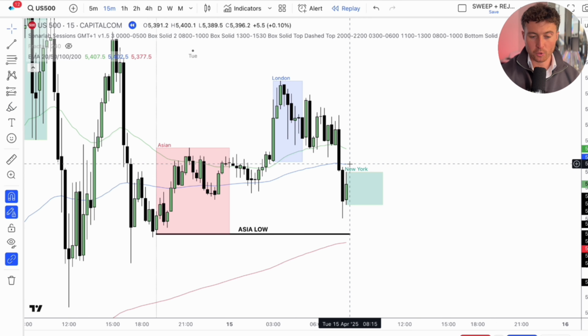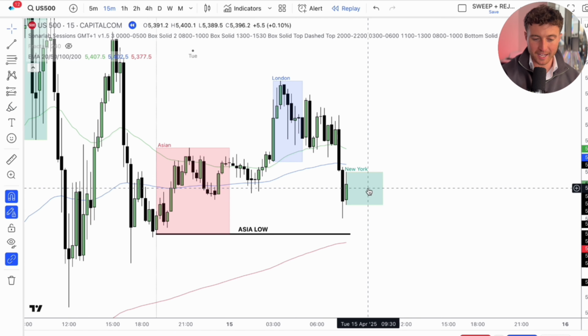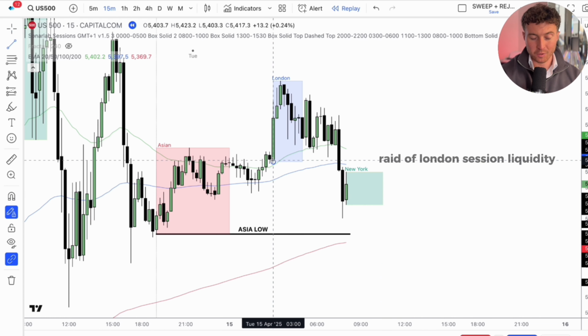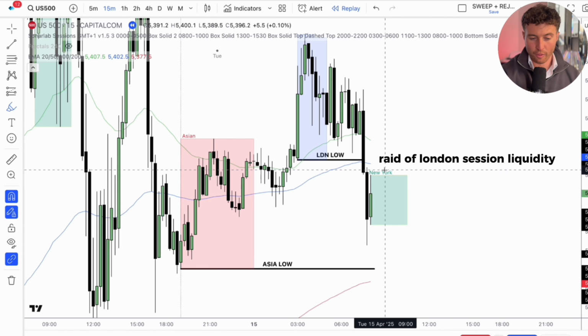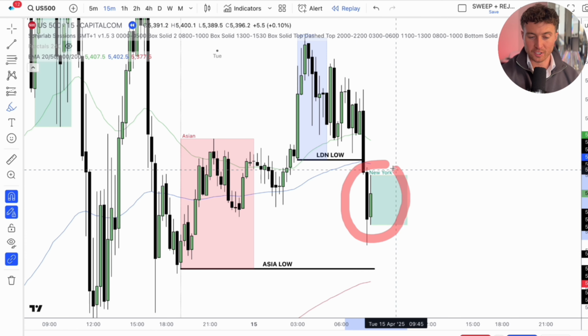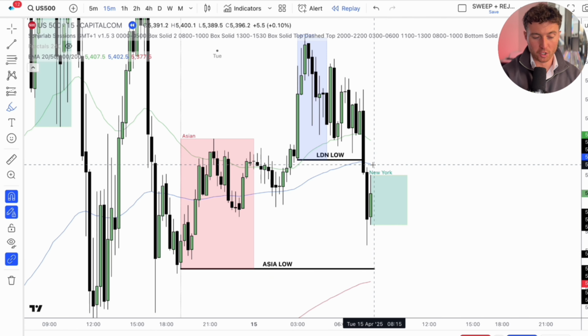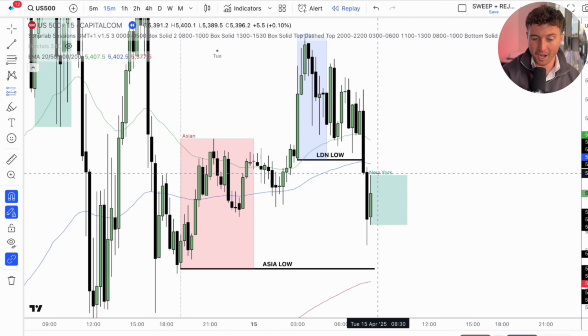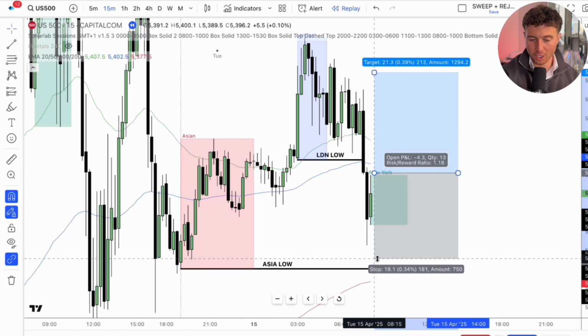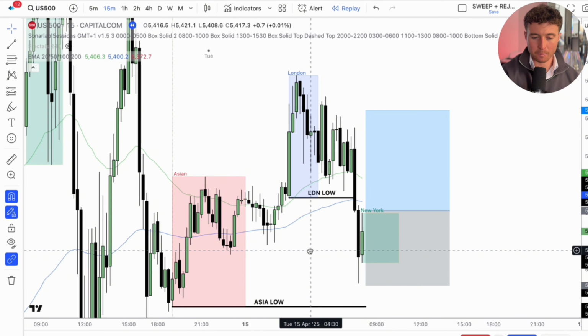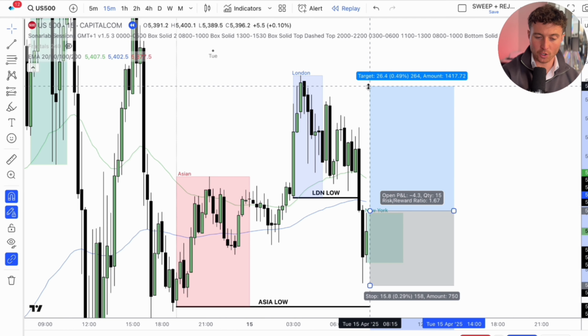So we're during the New York kill zone. Again, this is between 8 a.m. and 10:30 a.m. And we see a raid of London session sell side liquidity. And this right here is below the London session low. We do get a 15-minute bullish candle, and therefore the buy order was placed above this candle high right here. Invalidation was below the liquidity sweep, and I was simply looking at targeting a mechanical 1 to 2.